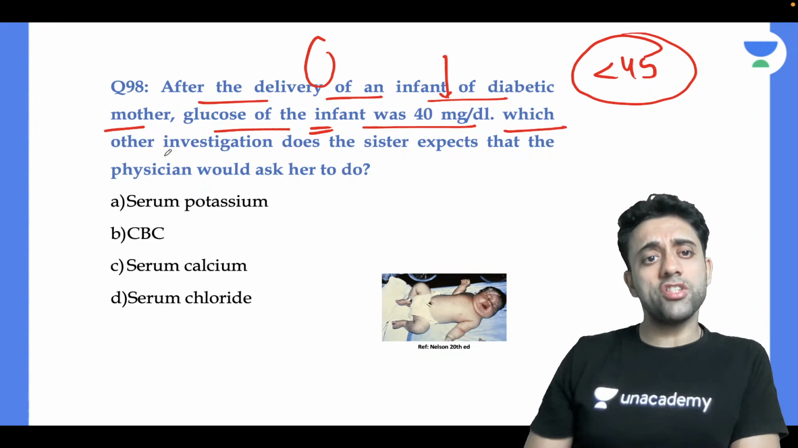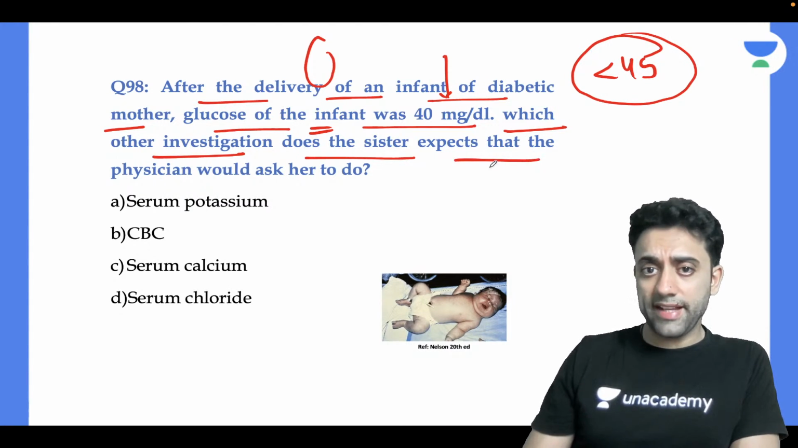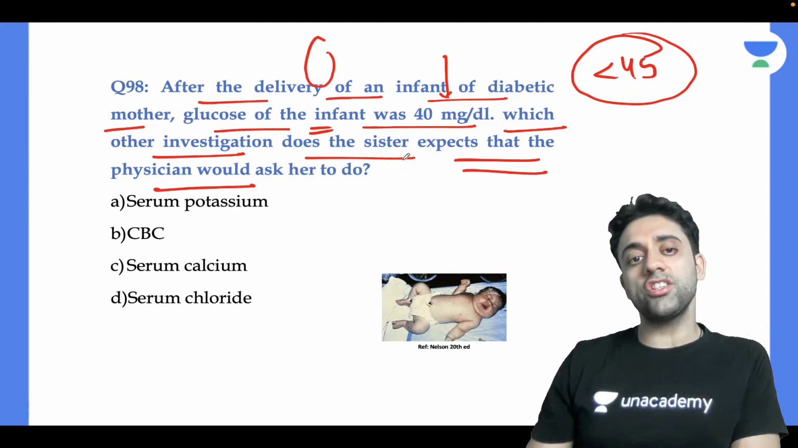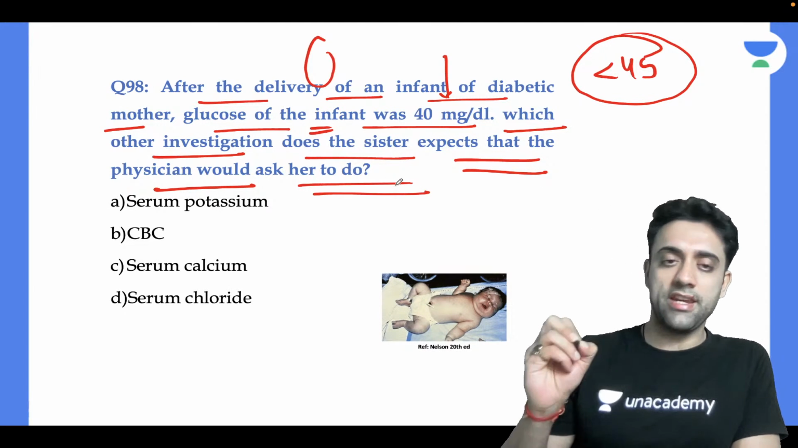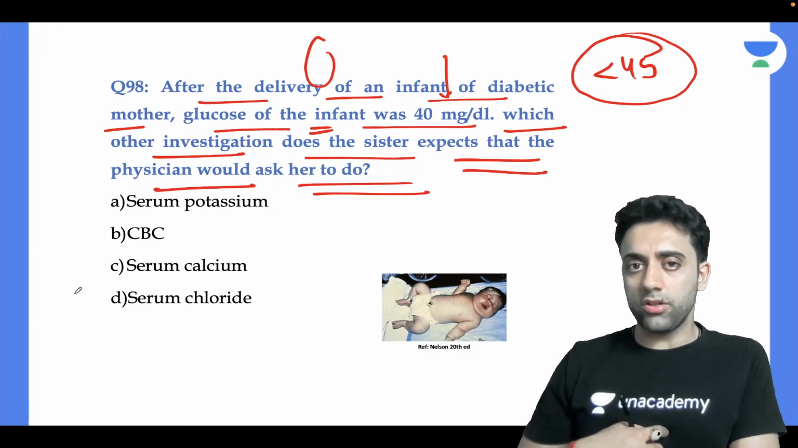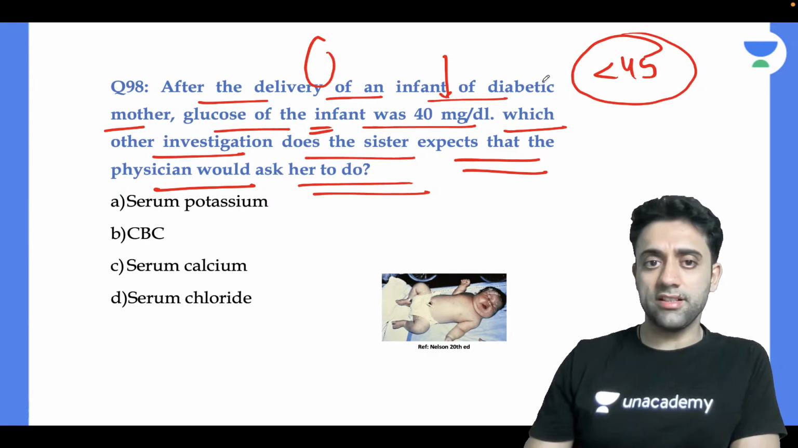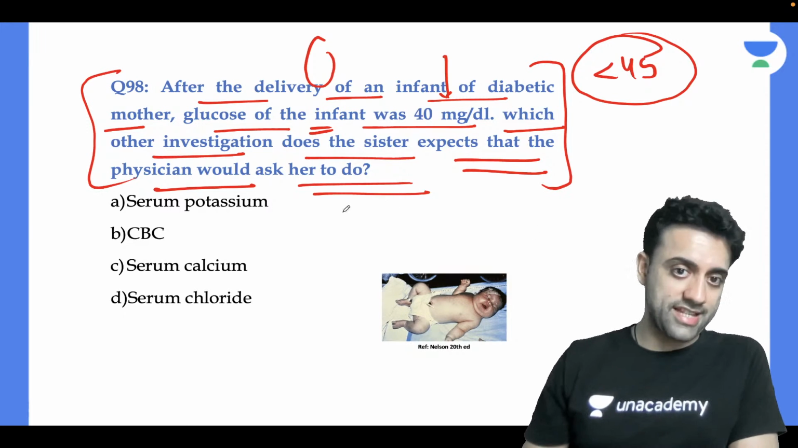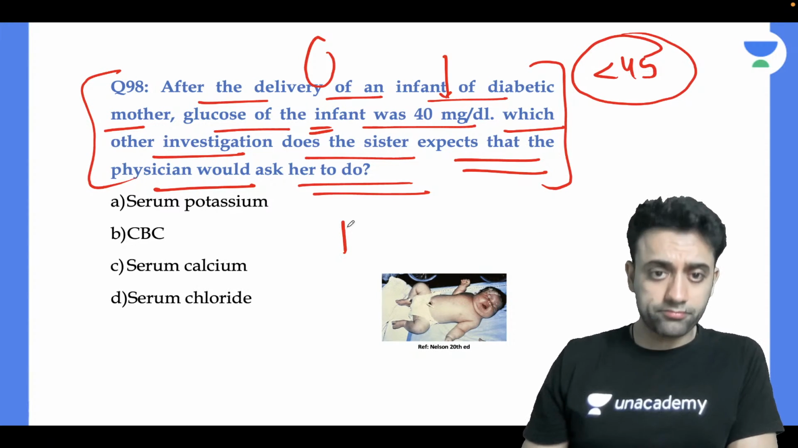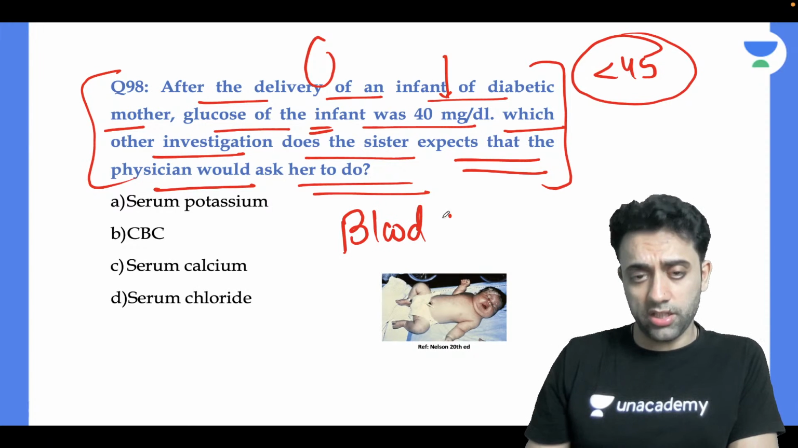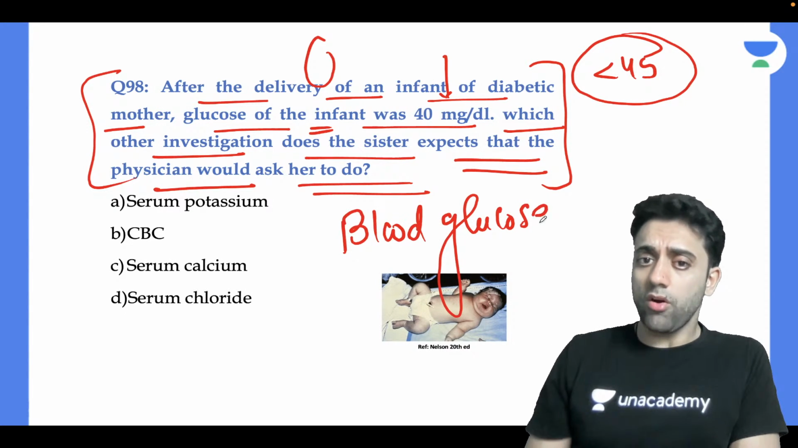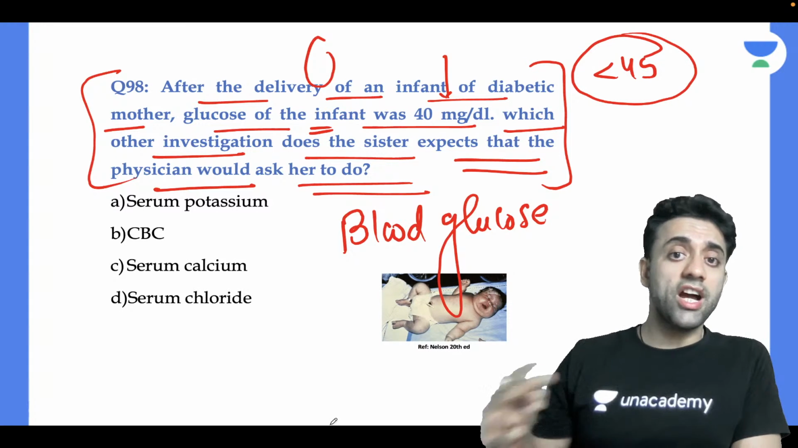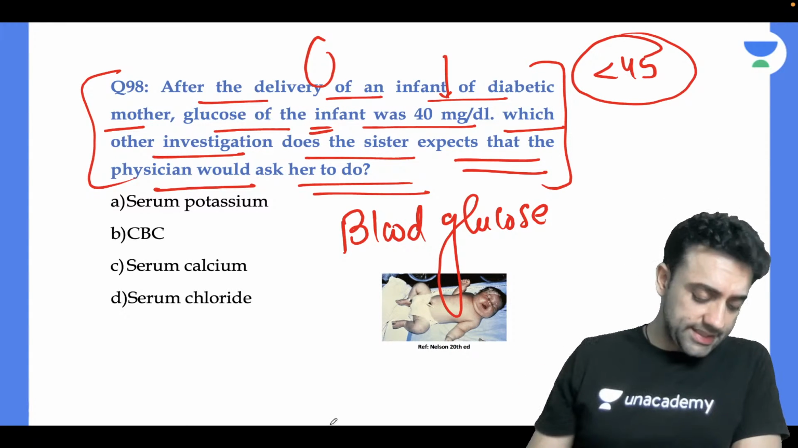The question is, which other investigation does the sister expect that the physician would ask her to do? Very nice question. So if I'm a doctor and you are the sister, and telling the sister, the baby's RBS has come low, the baby's random blood sugar is less. Please take the blood glucose sample, and also with the blood glucose, what other sample will I tell the sister to take?